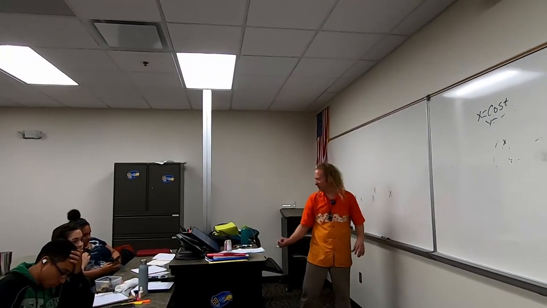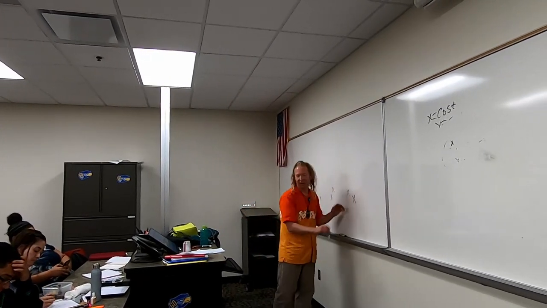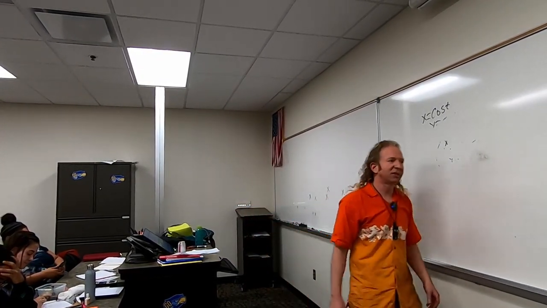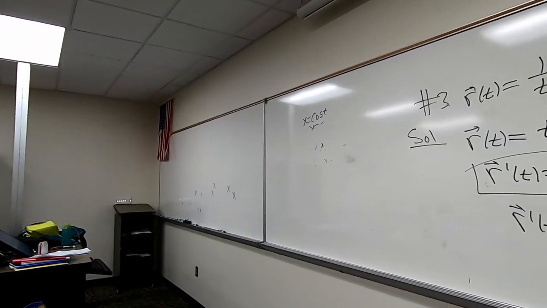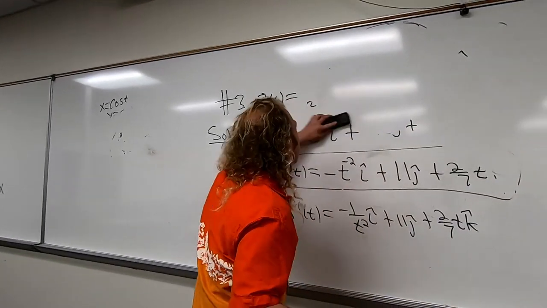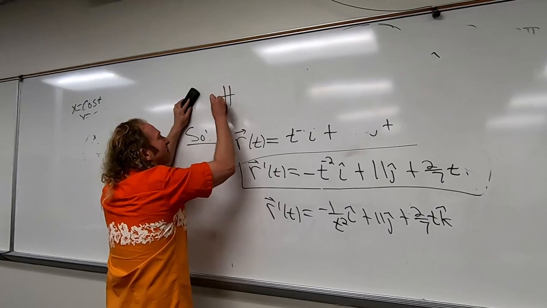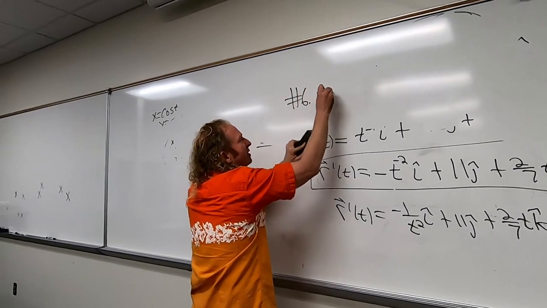All right, let's do it. I guess we should do number six, because I don't know if you know this. I assume you do, but let me just refresh your memory. So number six. Let's do six. I skipped five. Five, you have to rewrite it. It's got some LNs and stuff, but six, it's a new rule. So r of t.